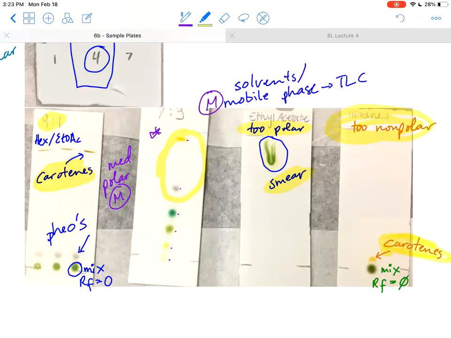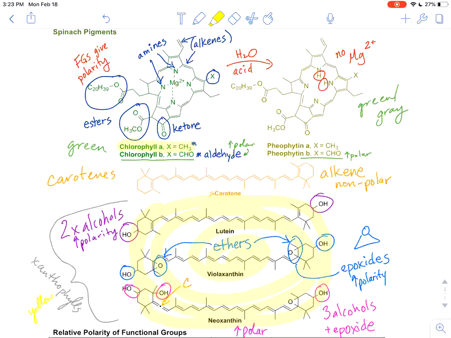Let's go back one more time and look at the structures, and that'll be the end of it. If we remember back to the order, we have the carotenes that were the least polar, and we saw that they had the highest retention factor, meaning they are not retained. Their retention factor is pretty much one. They basically move with the solvent front.